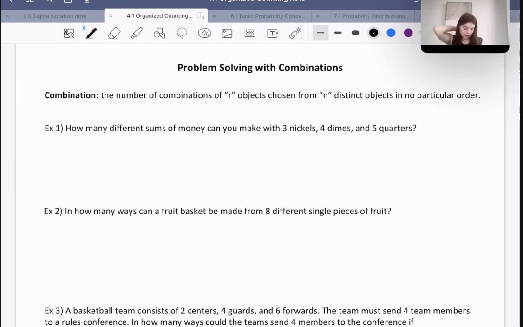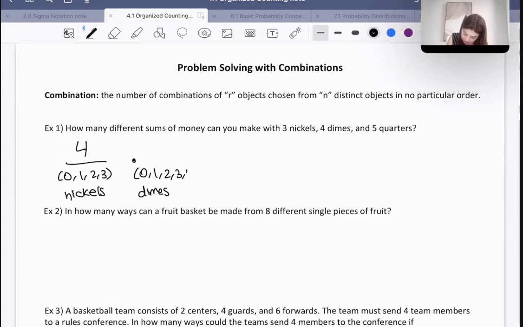Here it says, how many different sums of money can you make with 3 nickels, 4 dimes, and 5 quarters? Well, let's see. How many different things can we do? With nickels, we have 3 nickels, so either we could choose 0 nickels, 1, 2, or 3, right? So there's 4 different ways to choose the number of nickels. We can't choose more than 3 nickels because we only have 3. As for dimes, we could either choose no dimes, 1 dime, 2 dimes, 3 dimes, or 4 dimes.